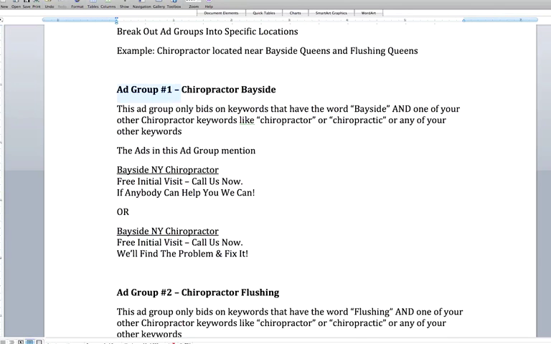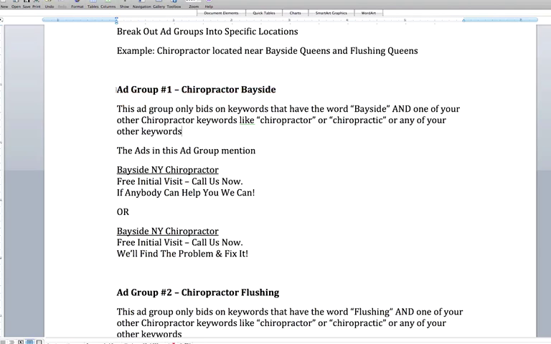So ad group number 1 would be Chiropractor Bayside. And this ad group only bids on keywords that have the word Bayside and one of the other chiropractor keywords in there. So for example, if someone typed in chiropractor in Bayside or Bayside chiropractor, something like that. Those would be the keywords in this ad group. I'll explain that more when we get into keywords. I'll show you exactly how that works as well and how you would break those out into different ad groups. This will all come together.